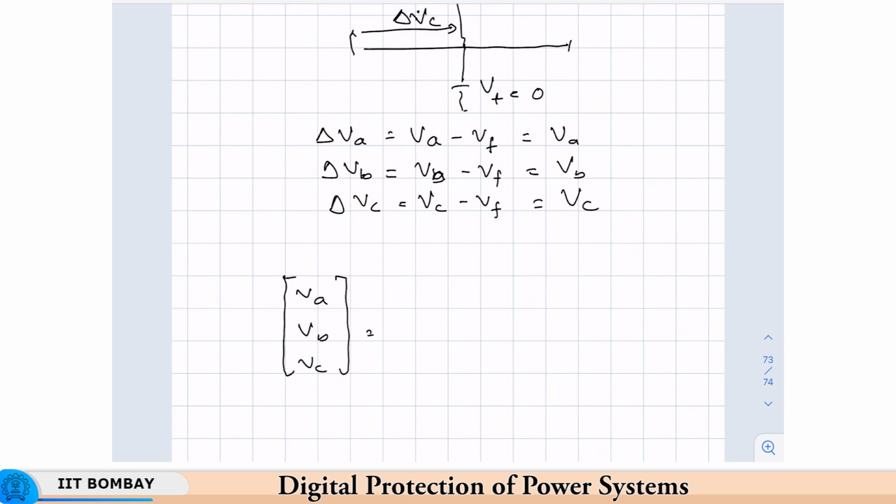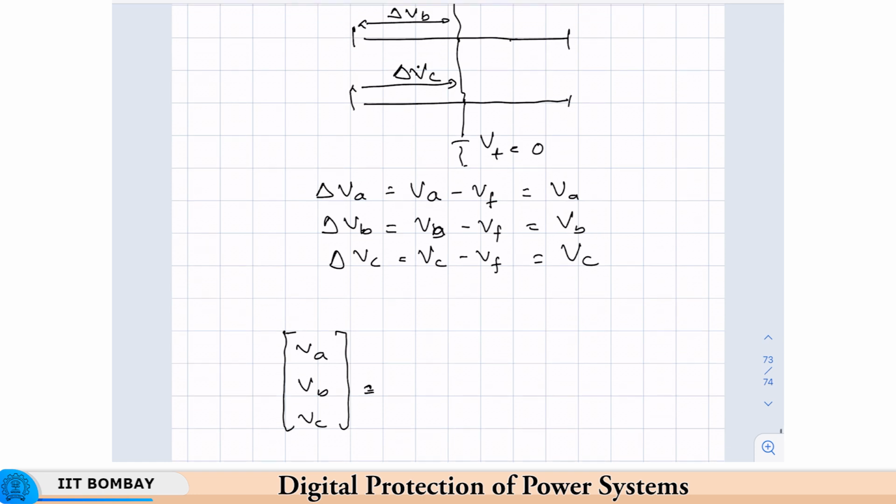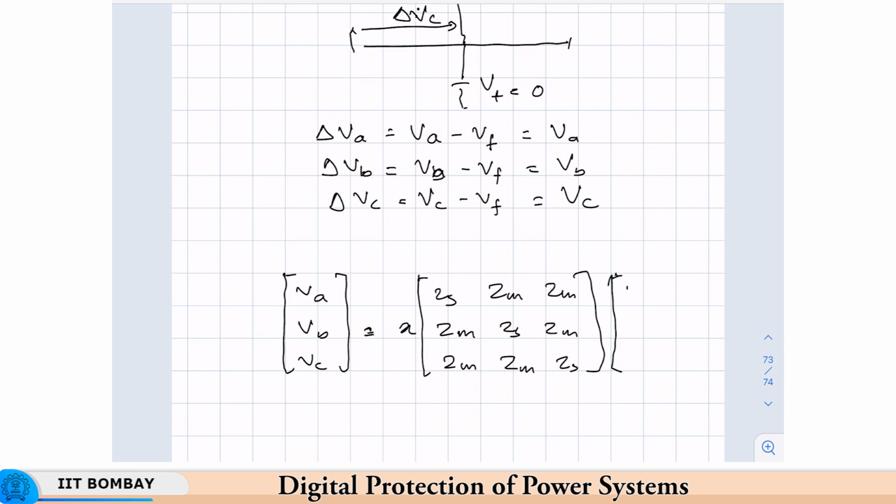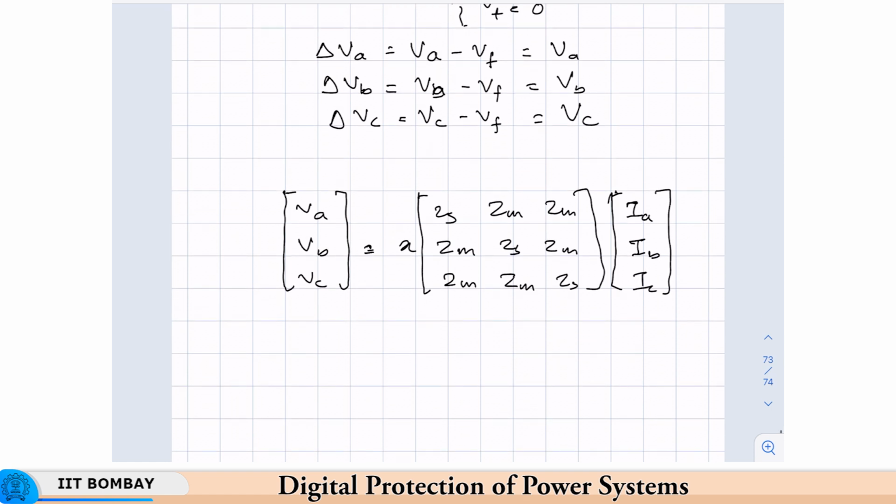Okay, so let's take the first equation. So we get VA is equal to x into Zs IA plus Zm IB plus Zm IC. Now, since this is a balanced fault, we have IA plus IB plus IC is equal to 0, or IB plus IC is equal to minus IA.